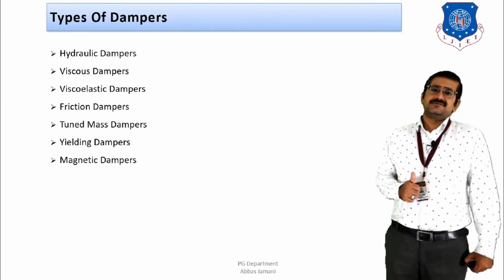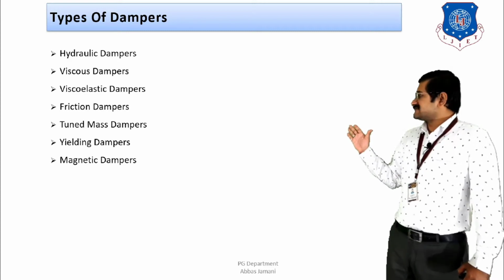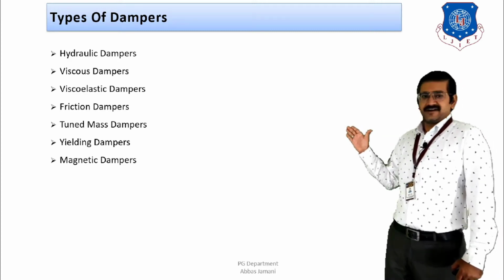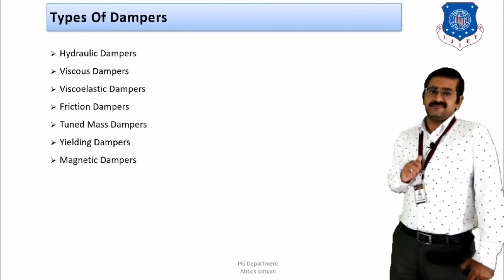The first damper is known as the hydraulic damper. Second damper is viscous damper. Third damper is viscoelastic damper. Fourth is friction damper. Fifth is tuned mass damper. Sixth is yielding damper. And seventh is the magnetic damper.